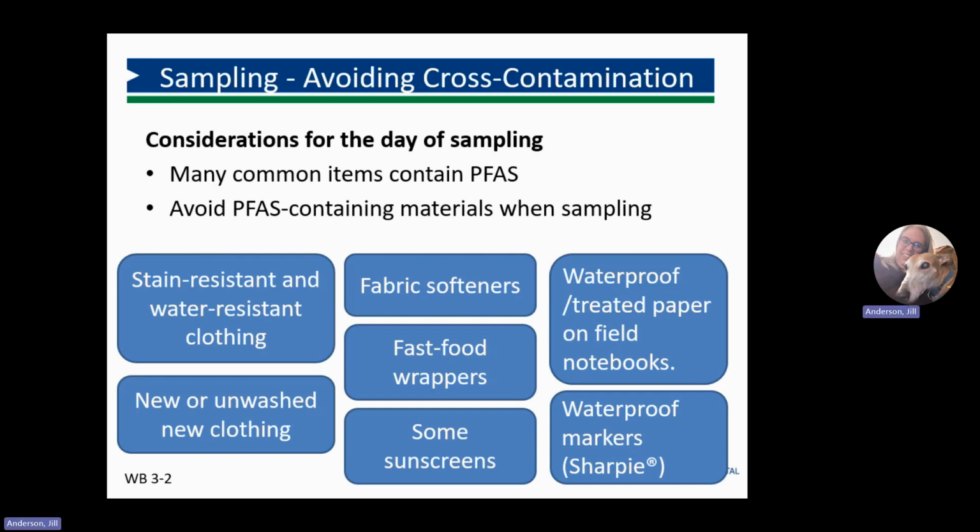You should also avoid the waterproof paper that can be found in some field books and avoid waterproof markers, as these can also contain PFAS. Instead, use ballpoint pen to label bottles. The best way to avoid errant detections of PFAS in samples is to avoid anything that may contain PFAS on the day of the sampling event, at least to the extent possible.